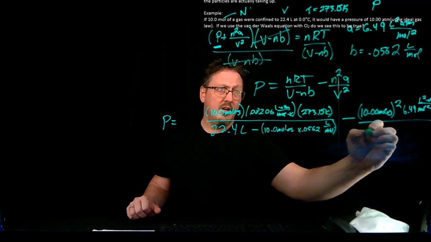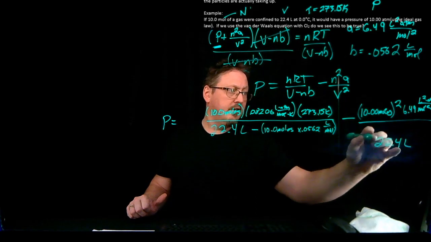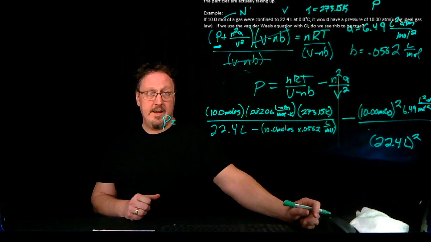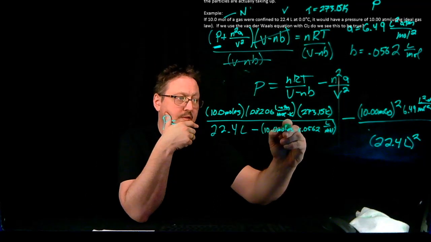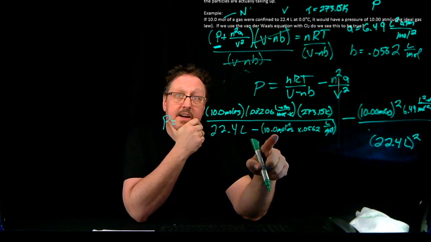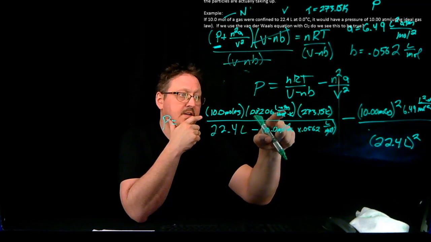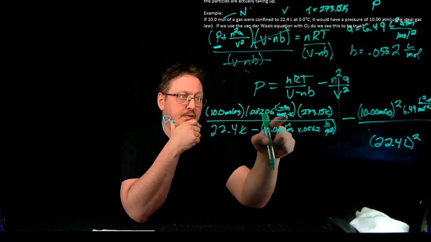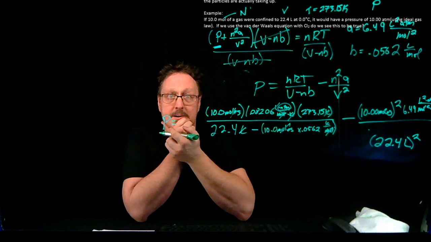Okay, now let's start canceling units, all right? I'm going to start here. I have moles times liters per mole, so this is going to cancel away. Now my denominator is going to be in liters. We have liters up top, so now this liters goes away, so does that one. This moles goes away. This K goes away. So we have a pressure unit left behind there.